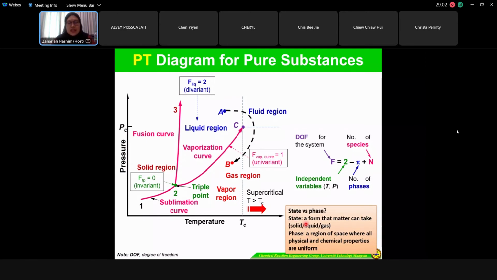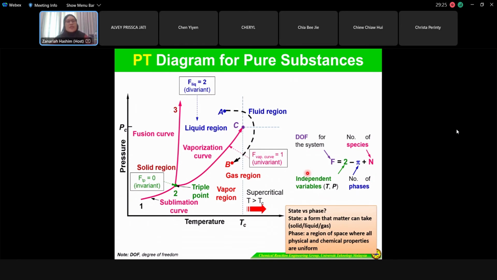Let's say we say this methanol is in gas form, it's in liquid form. When we say phase, it refers to the region. Normally we refer to this graph. So which region does it refer to? The region here is the phase.